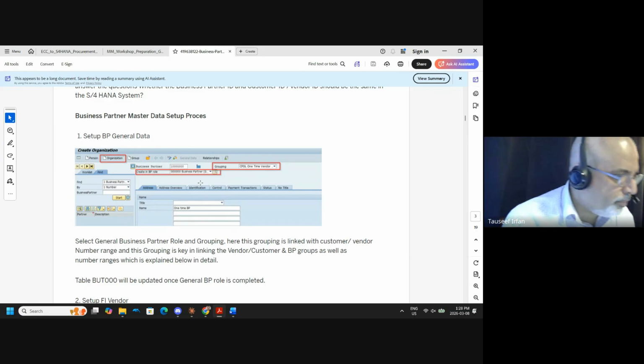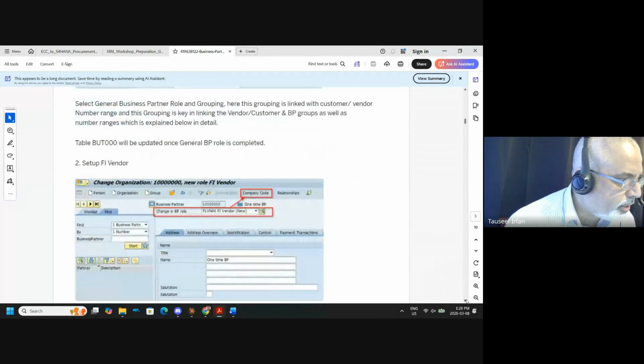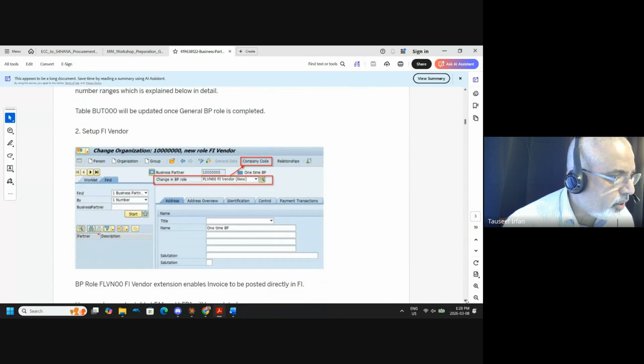Very good. Okay. So now you know the step one is creating this, and this is where we are selecting the roles and all that. Okay. So we'll follow that, then set up the FI vendor, the vendor role under the company code. So we have the company code. We are creating this role, vendor role, finance data.